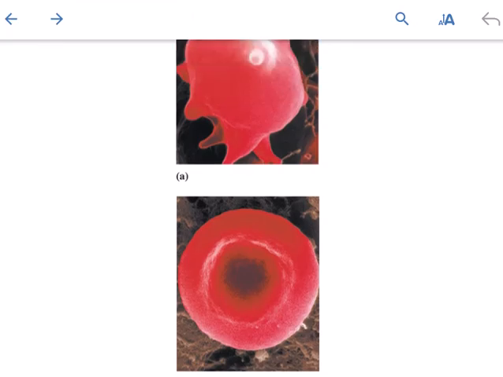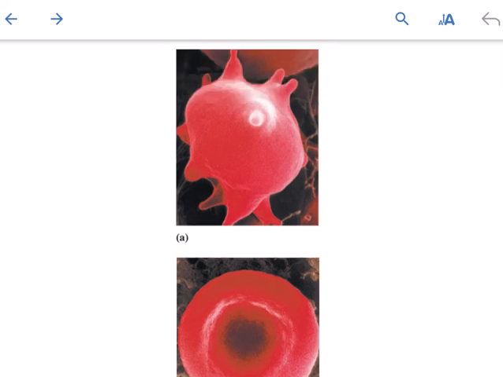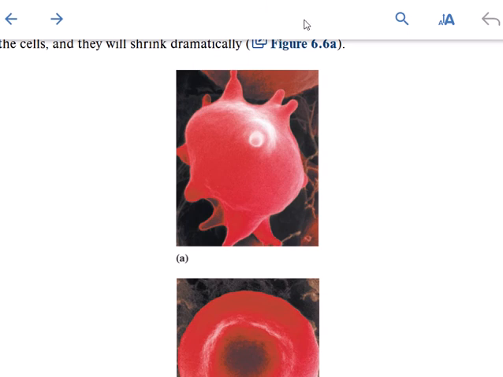So here is what happens. What you see on the bottom is the actual shape of the red blood cell. It looks like a disc. However, if the red blood cell was put in a solution which was more concentrated than plasma, then the solvent from inside the cytoplasm of the cell would move out, just like osmosis demands. And because it moves out, the red blood cell will wrinkle and will look like the way we see it here.